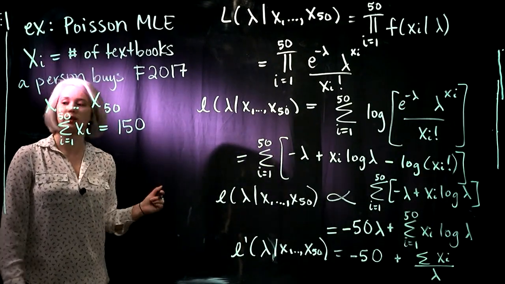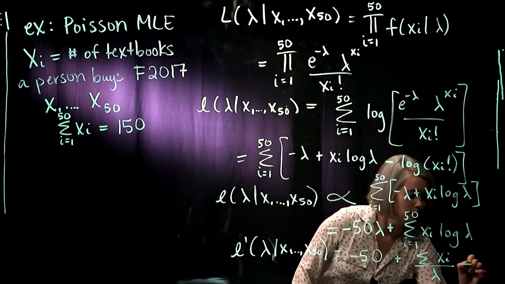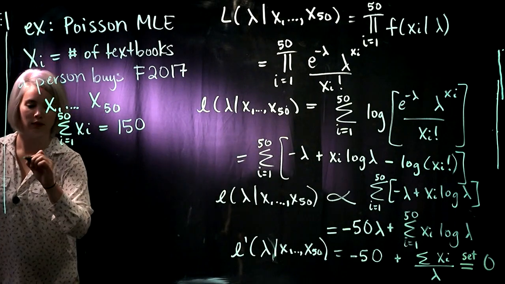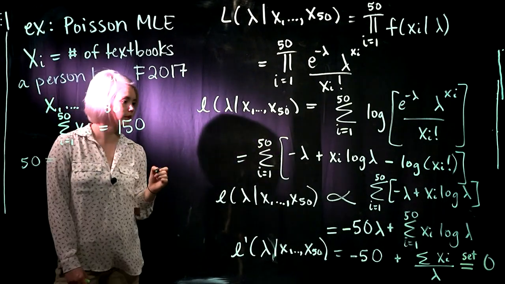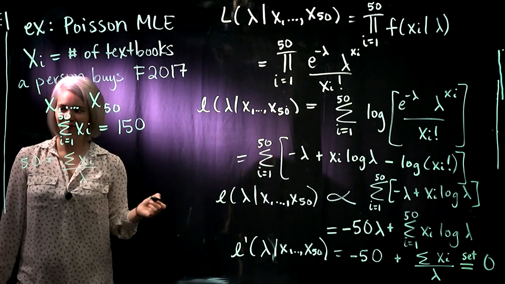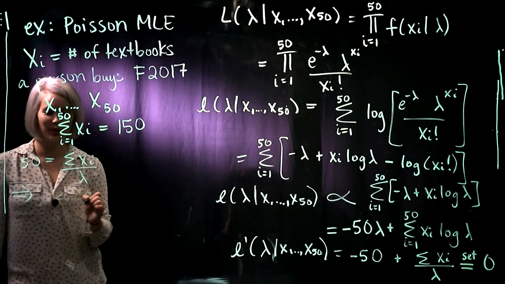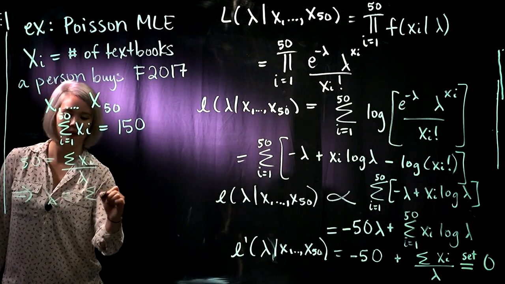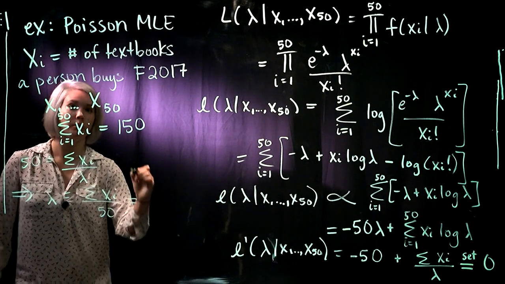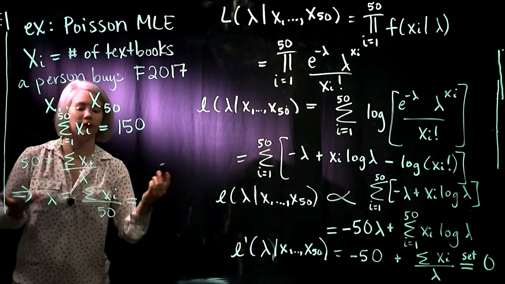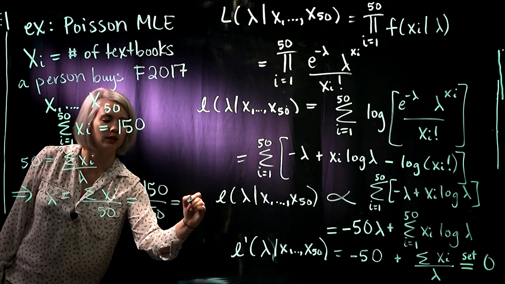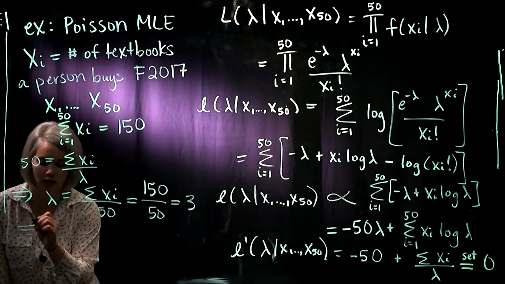So when we set that equal to 0, then we get 50 equals sum of the xi over lambda. Then we want to solve for lambda, so we get lambda equals the sum of the xi's divided by 50. Before I said the sum of the xi's was 150, so we can go ahead and plug that in. So we have 150 over 50, or in other words, 3.